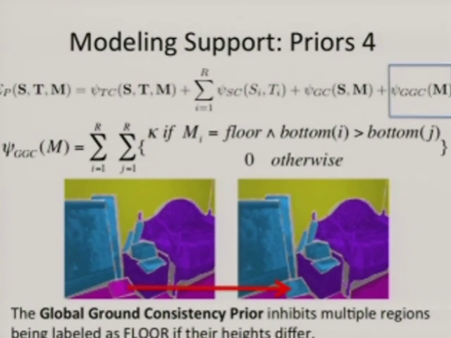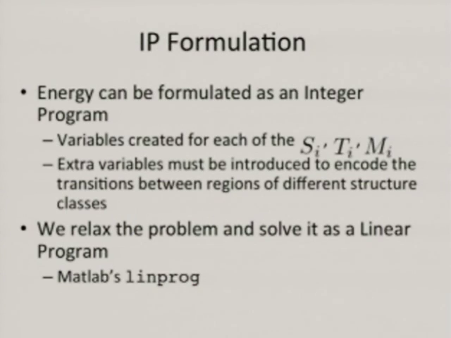Okay, so we take this big energy and essentially formulate it as an integer program. It actually turns out to be a pretty big integer program because we have to come up with variables for all of the different regions in the image, and then coding these interactions between the regions makes it a bit bigger as well. So to solve it, we relax it into a linear program and just throw it into MATLAB's linprog. Okay, so that's the overall approach. Let's look at some experiments now.